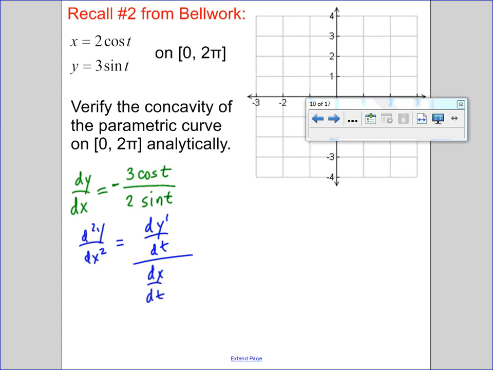For my top, I'll use the quotient rule. So the derivative of this, y prime with respect to time, is a quotient of two functions, both of which depend on t, so I have to use the quotient rule. For just this top part, I'm using the quotient rule. The derivative of a quotient of two functions is, I'm going to just pull the negative out front, the derivative of the numerator, 3 cosine t, goes to negative 3 sine t, times the denominator, 2 sine t.